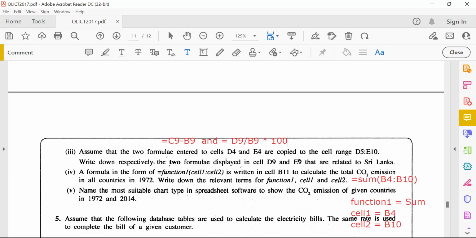What are the suitable charts? So we can have a bar chart, column chart, area chart, line chart, any of these. Yes, bar chart. You can use a column chart or area chart and so on.